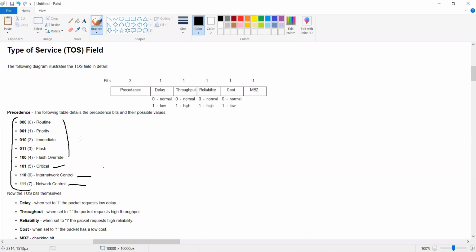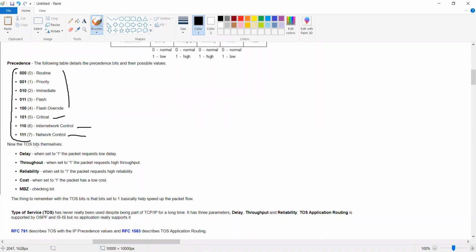Now the type of service bits are these bits: delay, throughput. You know this, right? What is delay? What is throughput? Throughput means the maximum processing capacity of the device. What are my incoming packets? What are my outgoing packets? Reliability, you know this thing, right? Cost is all about pricing or something like that, which is beyond the case. MBZ means checking each and every bit. But one important note, what is mentioned here, see?